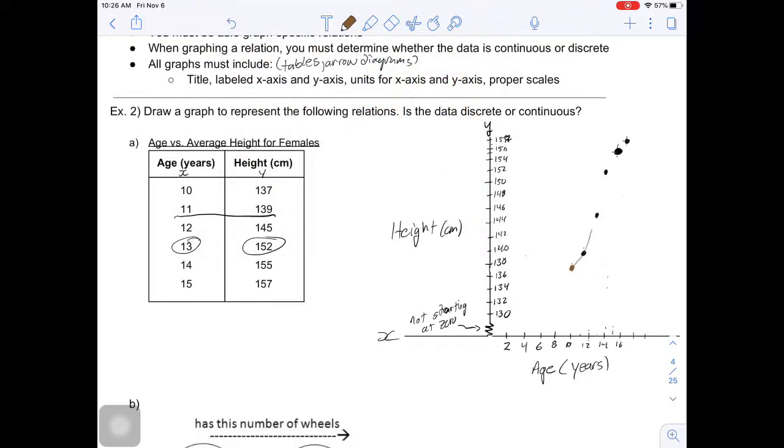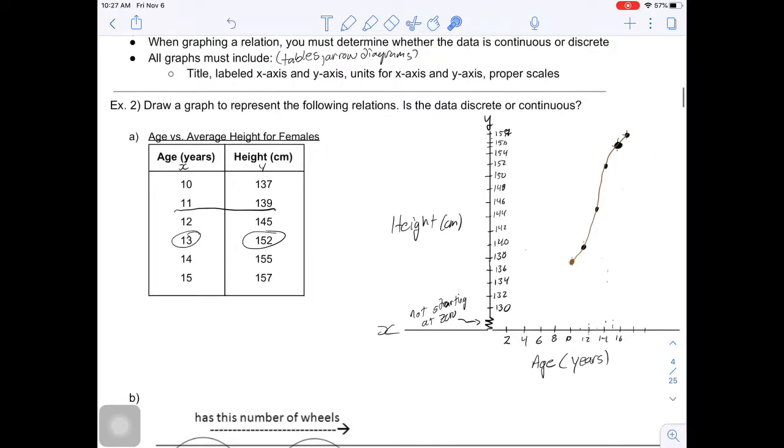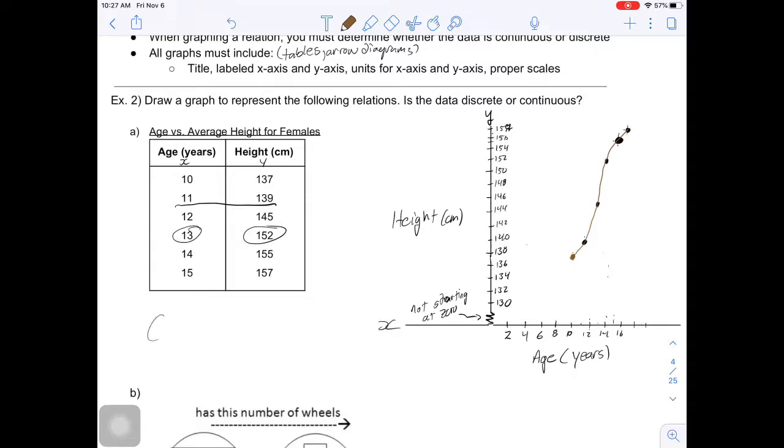So we can connect these and form a trend, okay? And you can see visually that we shoot up. So this is our growth spurt here, and then we start kind of plateauing. So this is continuous data.